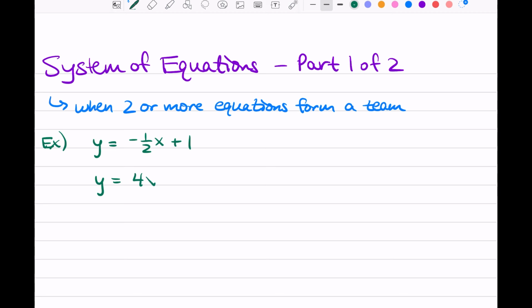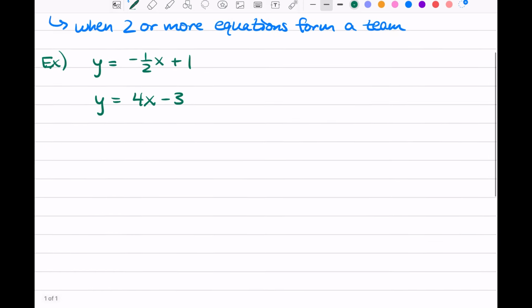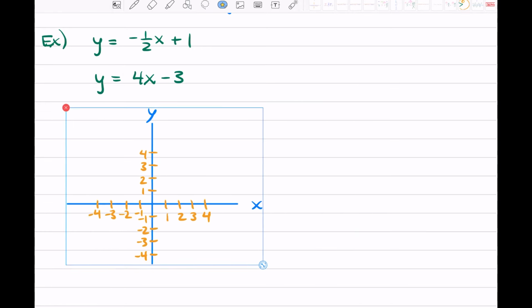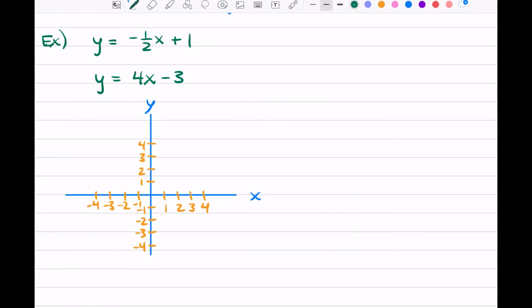and we'll have y equals 4x minus 3. So both of these equations are in the form y equals mx plus b, so we know they are linear equations. And let's go ahead and plot them on our xy chart. So I will draw our first equation in pink and our second equation in purple.